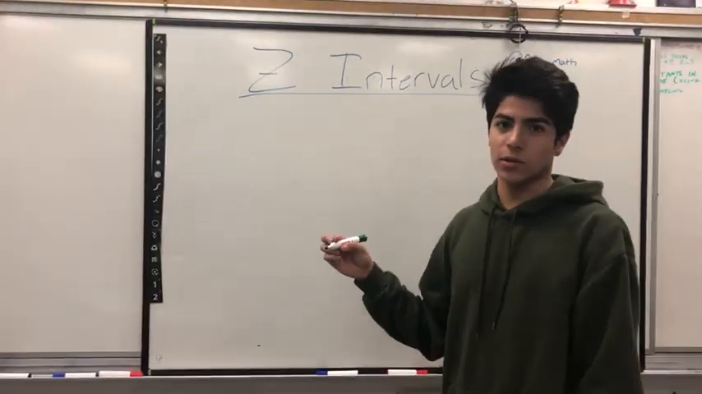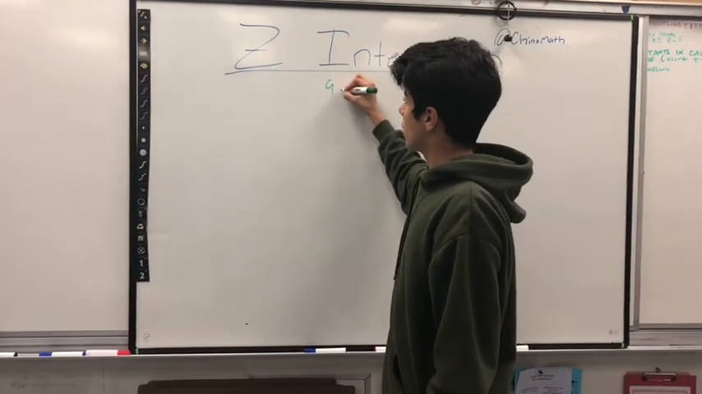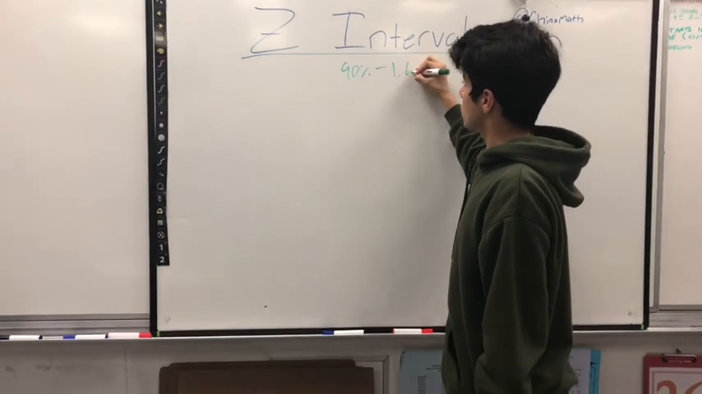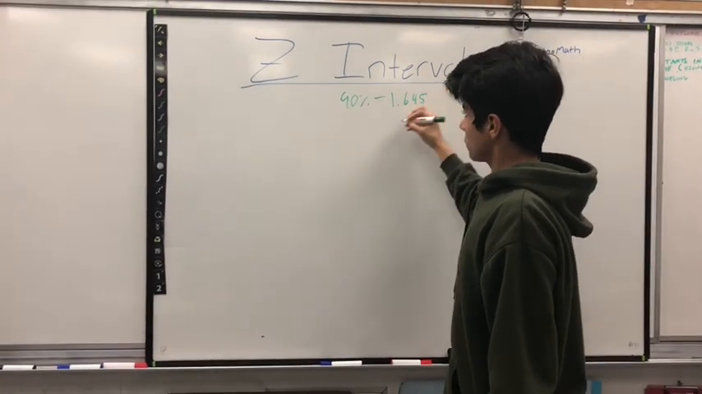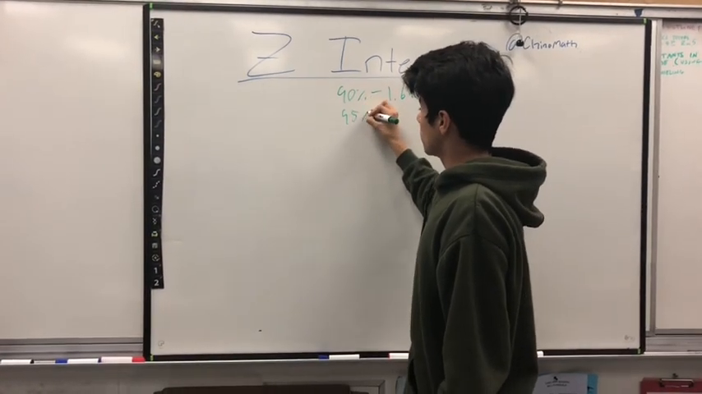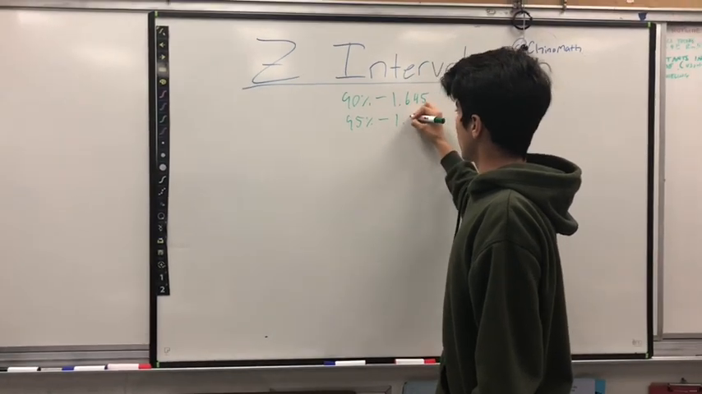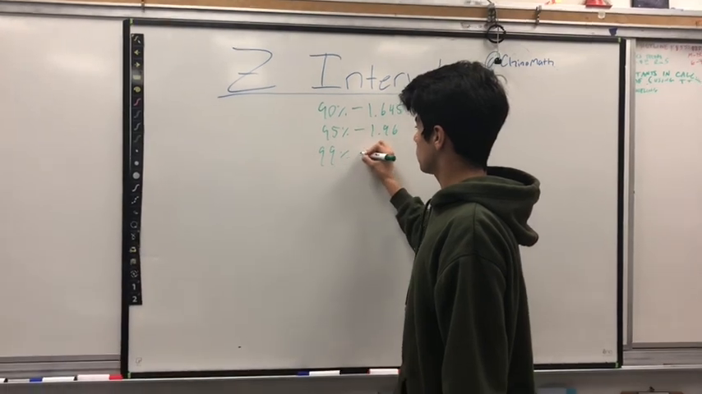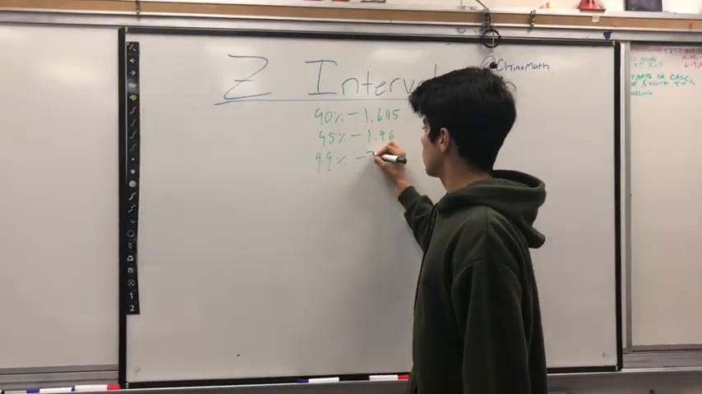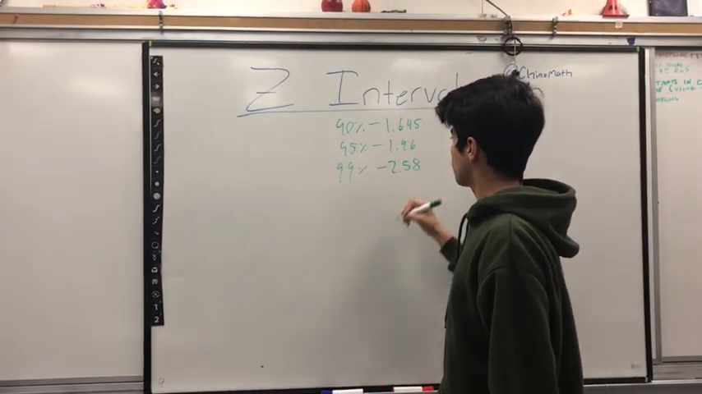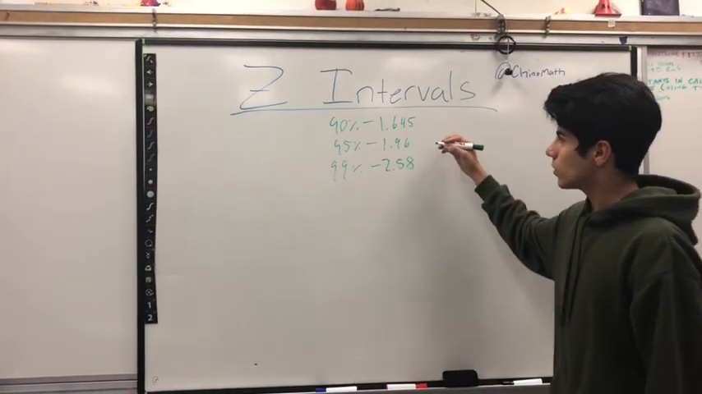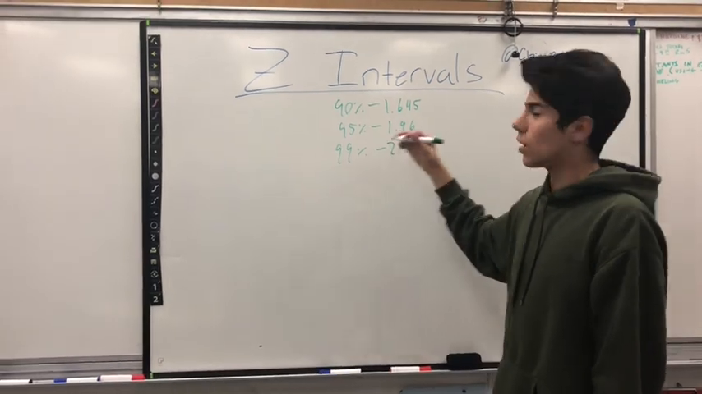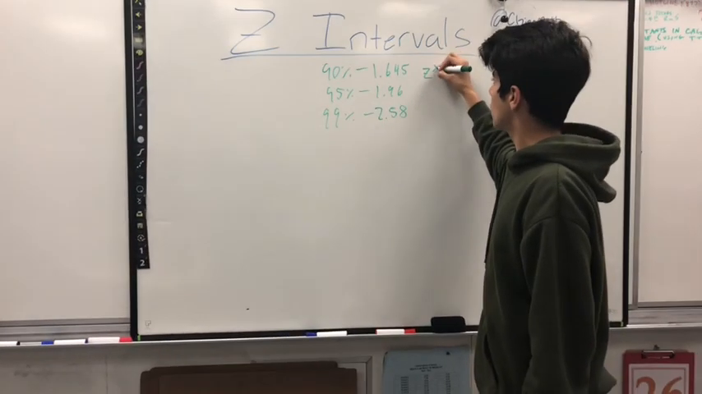Okay, so I want to revisit critical values. We saw that with a 90% confidence interval, we had a critical value of 1.645. For 95%, we use 1.96. And for 99%, we use 2.58. What this really means is that these are called critical values, and we use this notation for them.